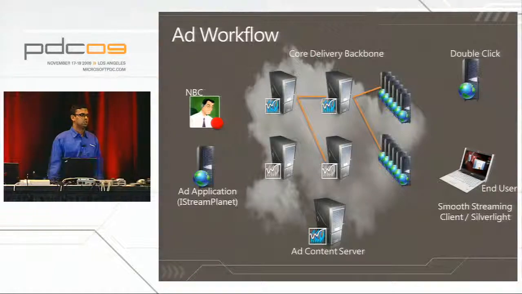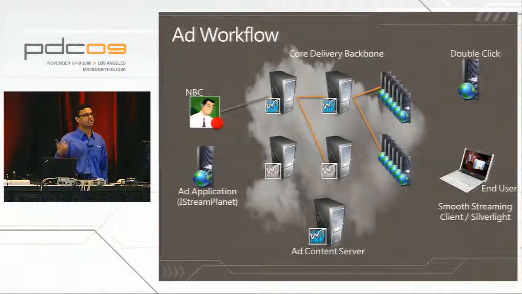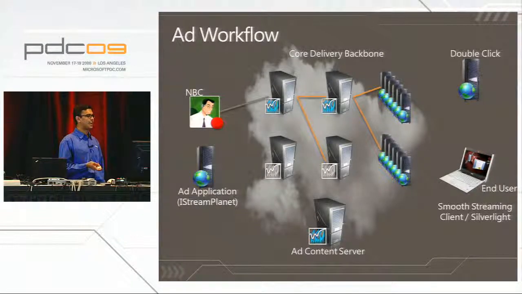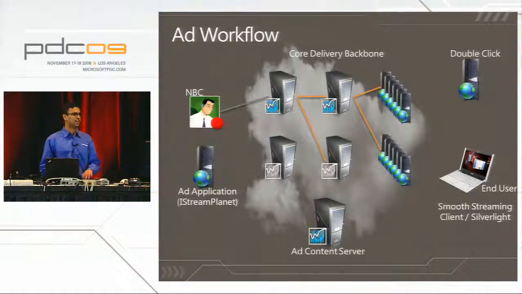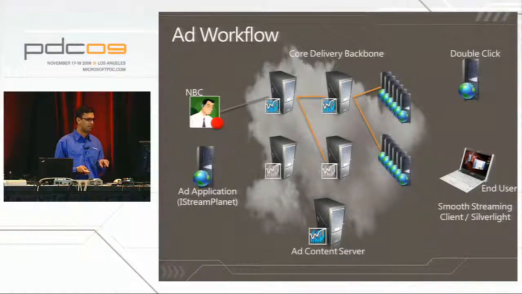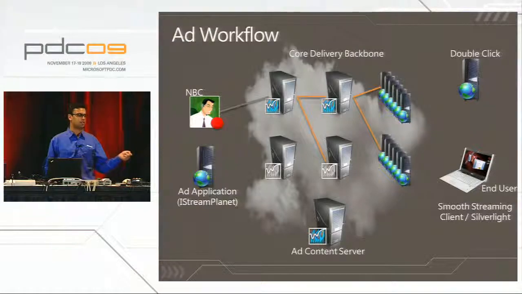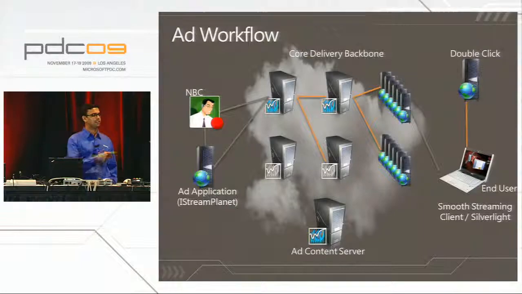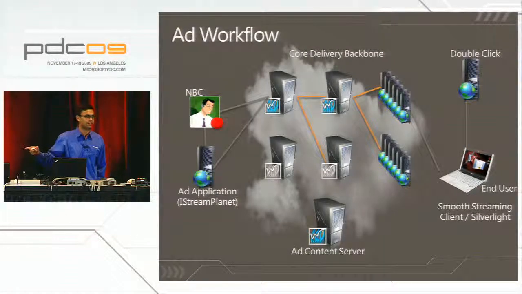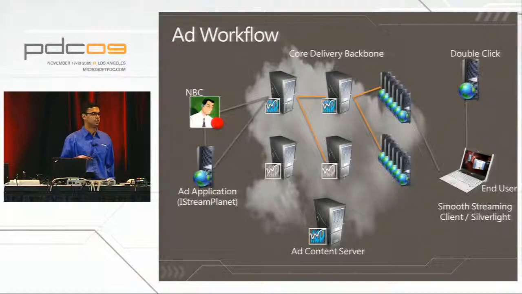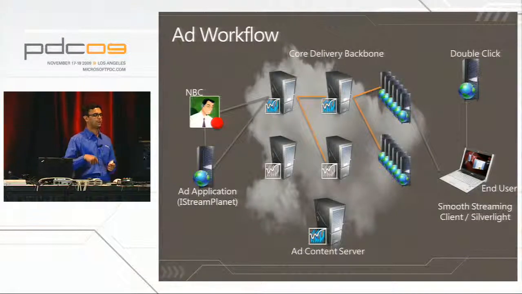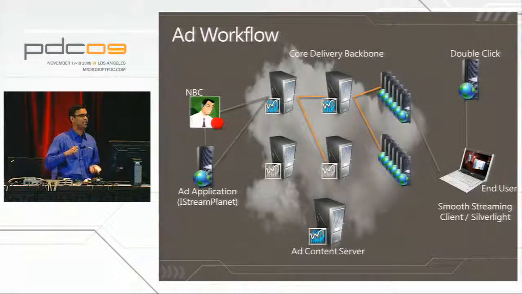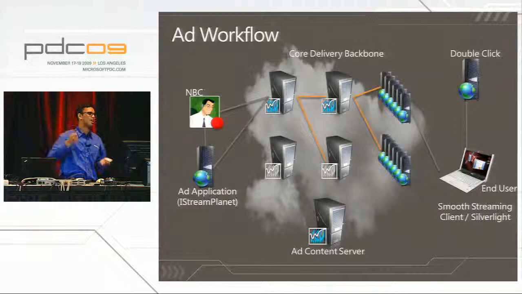So the NBC ad operator was always watching the stream coming in. Whenever he saw there's an ad to be inserted, he would hit his red button, which essentially means interact with the ad application and tell it that there's an ad spot here. This information would be sent by IceCream Planet to the pipeline, and then we would deliver this information all the way back to the client. And then the client, which is Smooth Streaming Media Element, would raise an event back to the application, which in this case happens to be the DoubleClick and Vertigo application, and they will then make a DoubleClick request to see what ad should be served now.